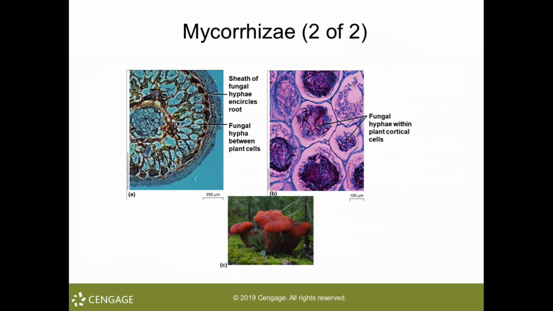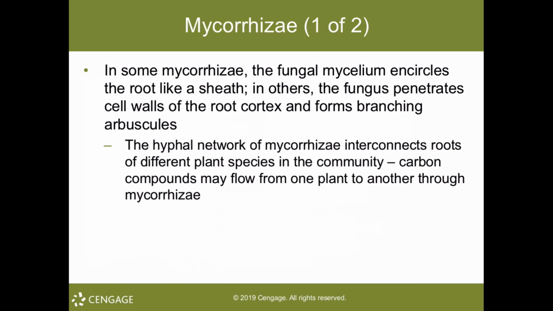The mycorrhizal relationships are ancient. Some of the earliest known plant fossils, about 400 million years old, contain mycorrhizal fungi in the roots. The mycorrhizal relationship is mutually beneficial because when mycorrhizae are not present, neither the fungus nor the plant grows well. The hyphal network of the mycorrhizae appears to interconnect the roots of different plant species in the community so that carbon compounds may flow from one plant to another through their mutual fungal partner. It is so amazing how these work together.